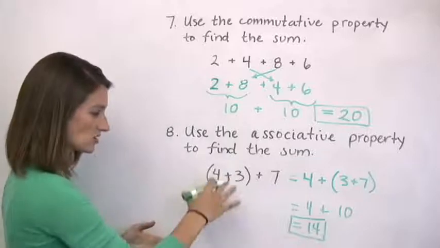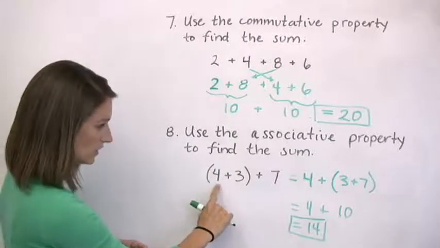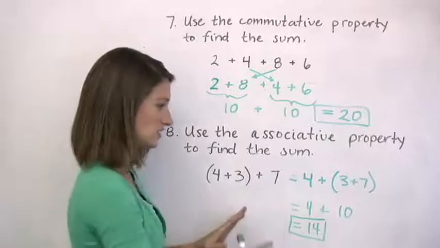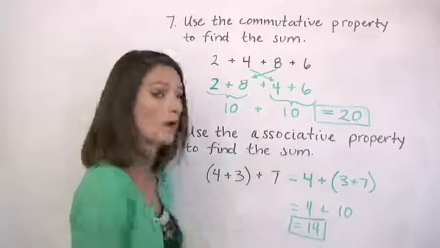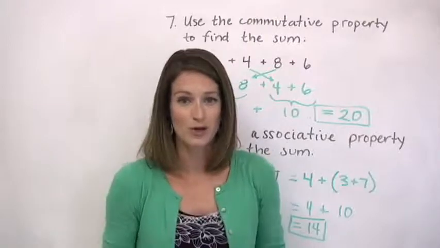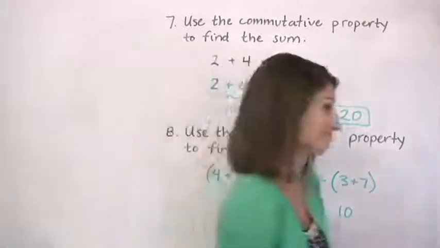Now this is the same, just to go back and say if we were to do the math here, 4 plus 3 is 7, and then 7 plus 7 is 14. So you can see that no matter which way we were to group these numbers, we'd still get the same result. Now we're going to move on to the value of an equation.